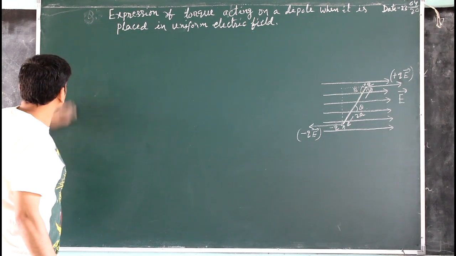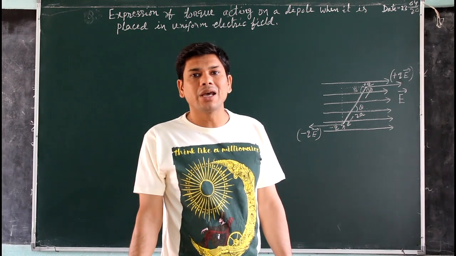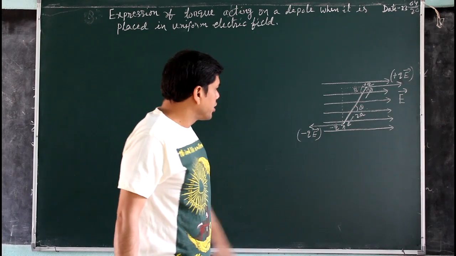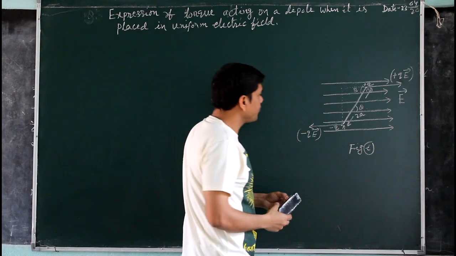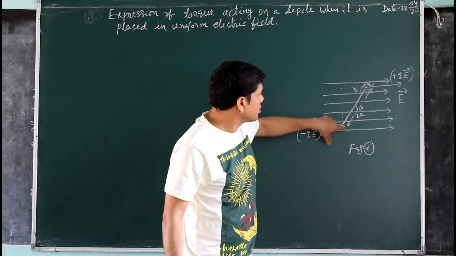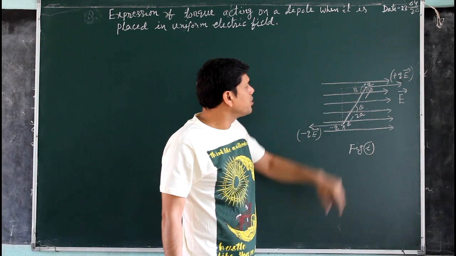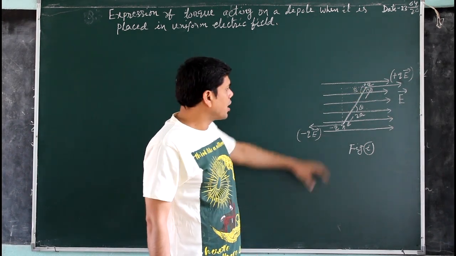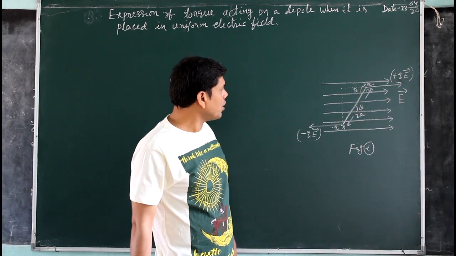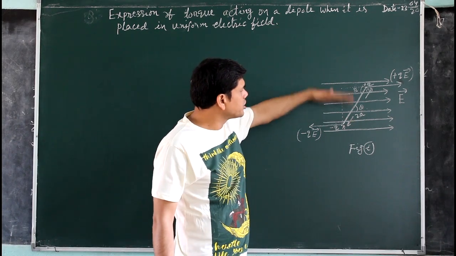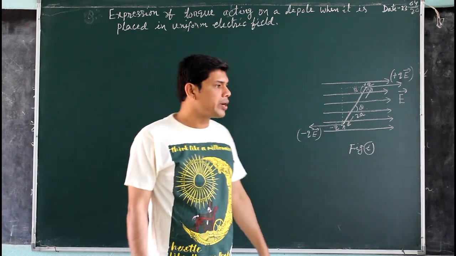Here we have to find the expression of torque when a dipole is placed in a uniform electric field. In figure 1, I have drawn a dipole AB. At A point minus Q charge is present and at B point plus Q charge is present. And the length of this dipole AB is equal to 2a, and it is placed in a uniform electric field as shown in figure 1.